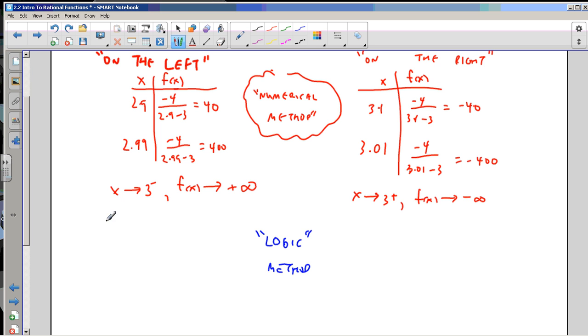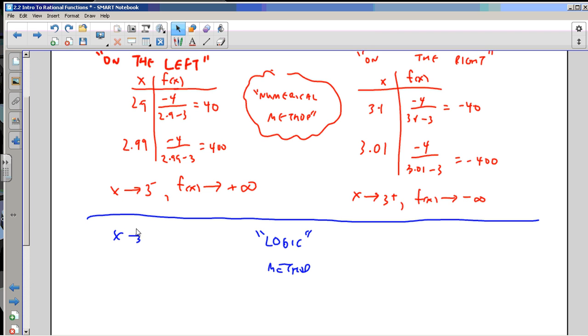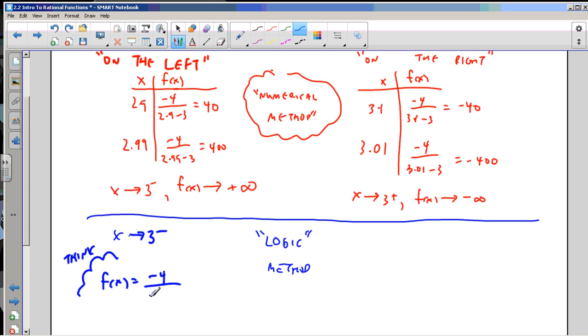So you wouldn't have to do both ways, by the way, folks. So this idea is, as x approaches 3 from the left. This is what I'm thinking. f(x) is negative 4 over x minus 3.